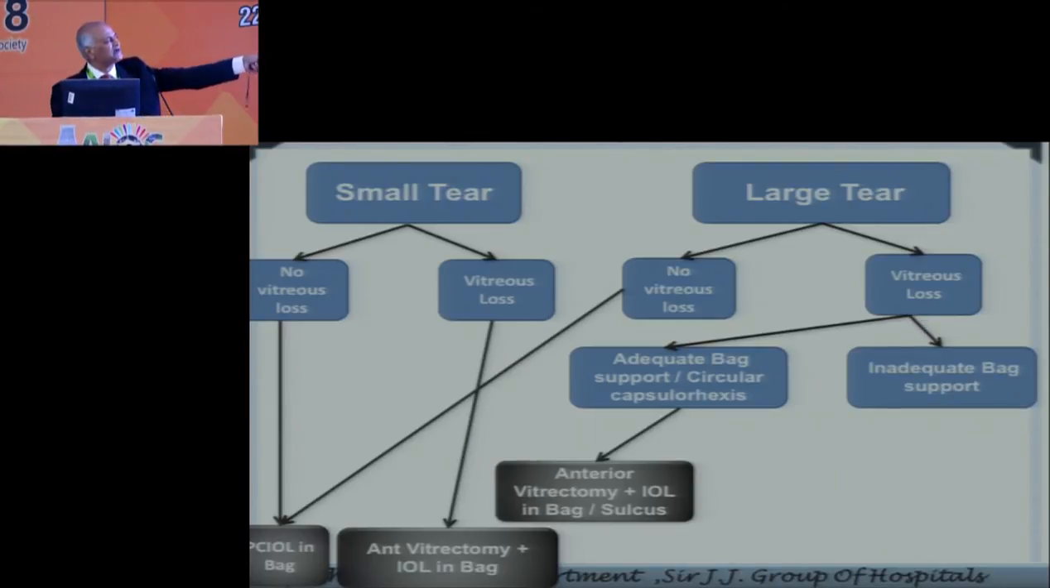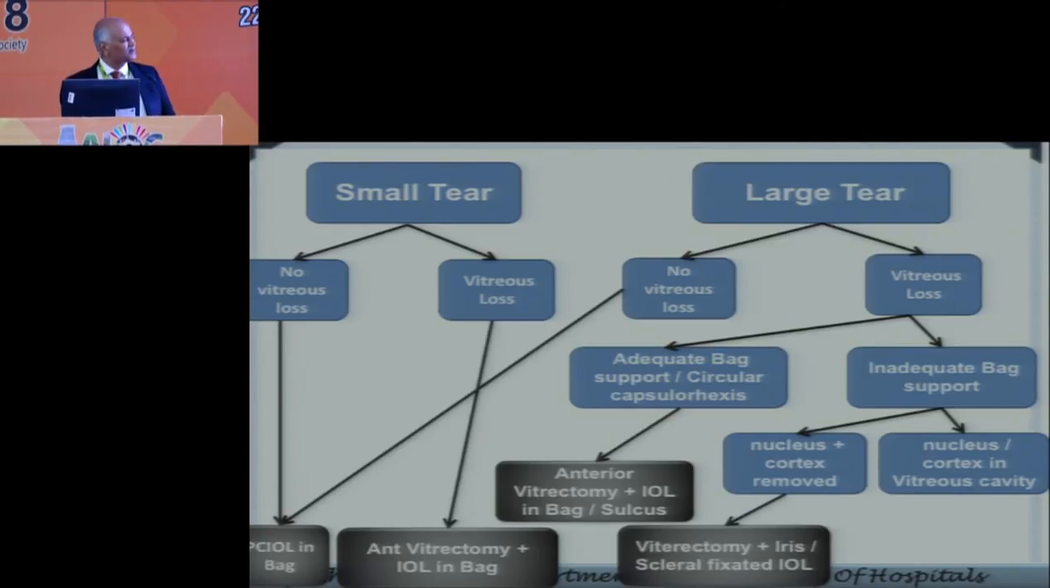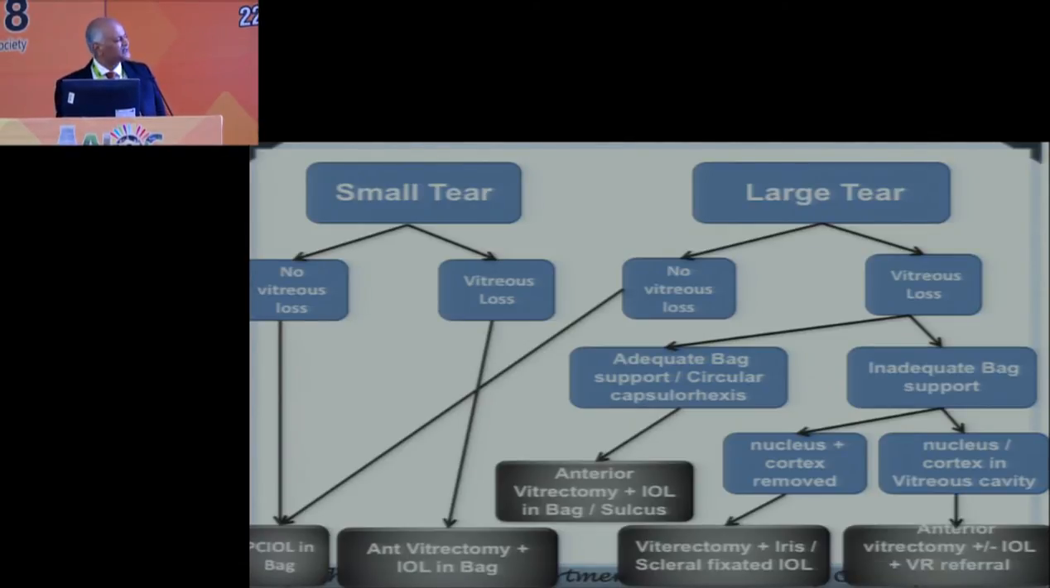Now if the back support is inadequate, then what you can do is nucleus plus cortex removal. If the back support is less, or nucleus or cortex is in the vitreous cavity, then what will you do? Vitrectomy plus iris or scleral fixation of the IOL. So when support is not there, you will have to go for the iris supported lenses, and then you can go for the anterior vitrectomy for IOL or VR referral.